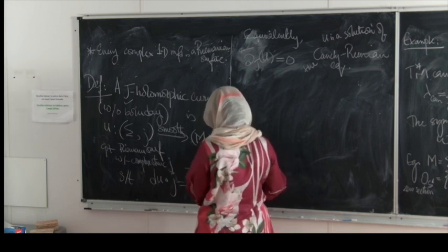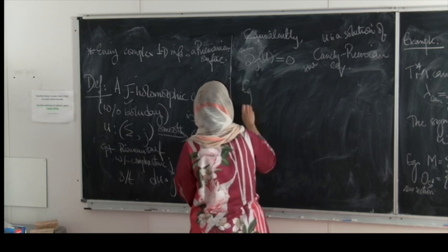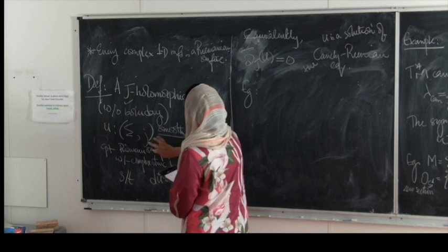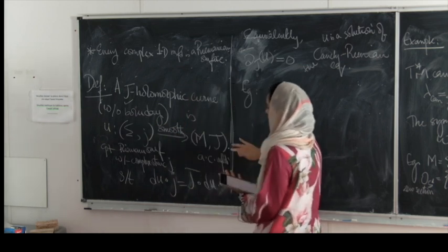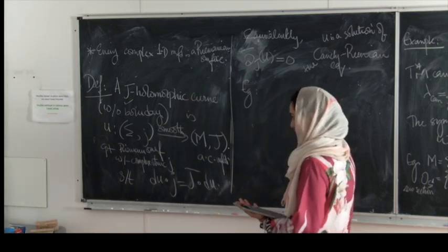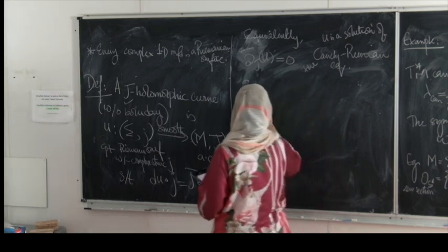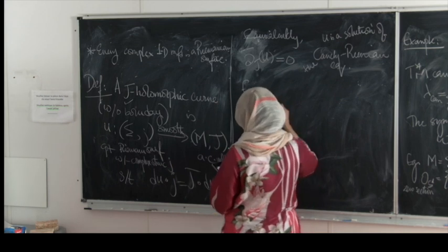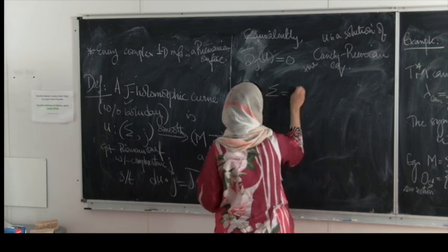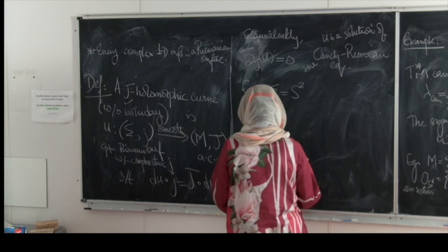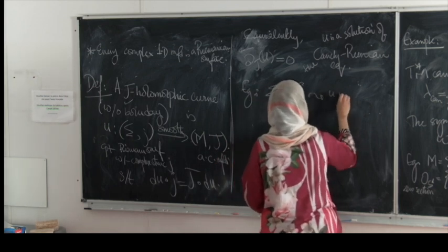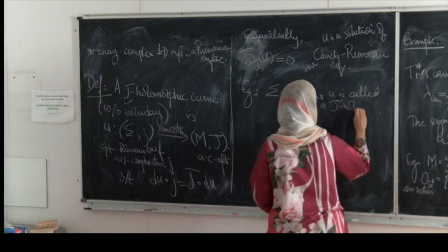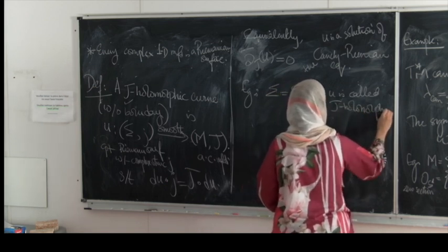For example, I wrote "without boundary" because there are no conditions on the boundary of this curve, and that will be clear when I show you what one with boundary looks like. If you take sigma to be S2, then this u is called a J-holomorphic sphere.